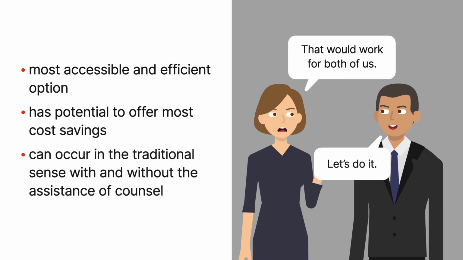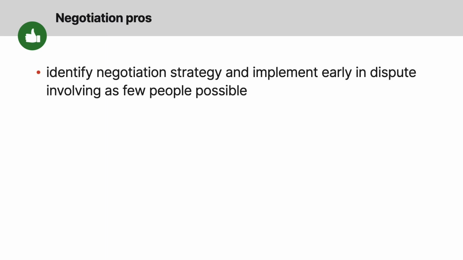Negotiation can occur in the traditional sense, person-to-person discussions, and it can happen with or without the assistance of counsel. The benefits of relying on negotiation are many, and perhaps a longer list than we have time to cover today. For now, the ability to identify a negotiation strategy and implement it early in the life of a dispute by involving as few people as possible perhaps provides the greatest opportunity for cost control and efficiency on the dispute resolution spectrum.